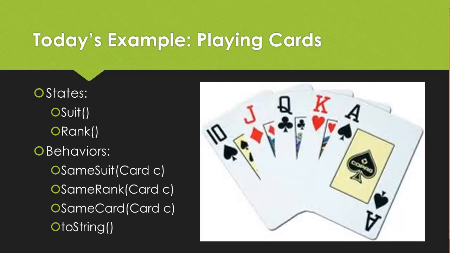Getting right into it here, today's example will be playing cards. So if you're familiar, there's 52 cards in a deck, and the deck has suits like spades, diamonds, clubs, and hearts, and ranks like 2, 3, 4, 5, 6, 7, 8, 9, 10, jack, queen, king, and ace. And for any given card, we want to look at different behaviors, like is the card red or black? Is it the same suit? Is it the same card as another card? And we'll also implement an overridable method of toString so that we can print our cards.